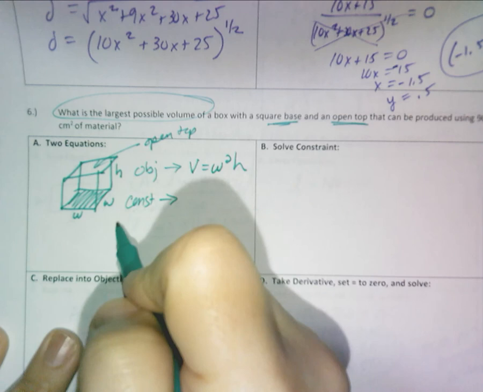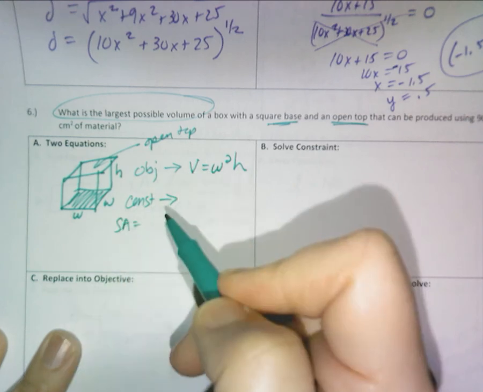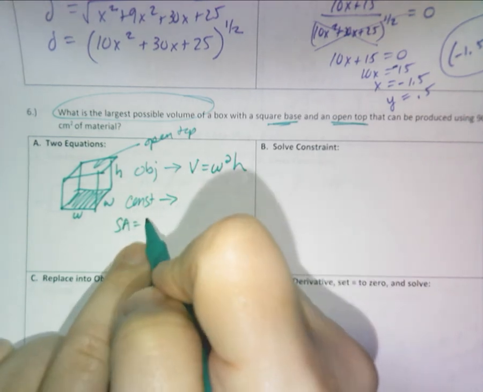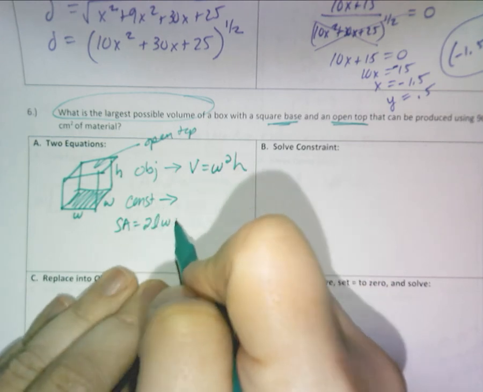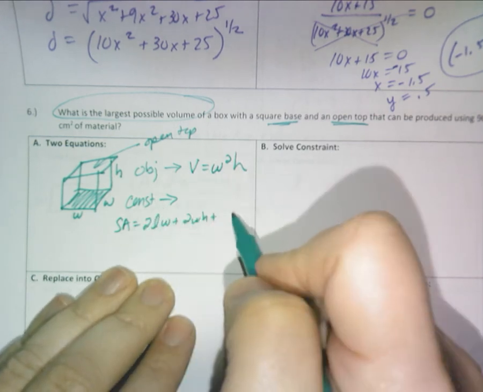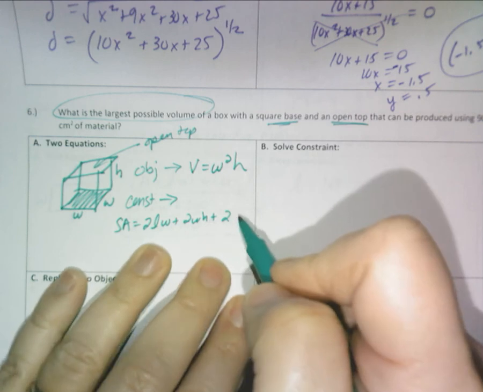The formula for surface area is, and you can write this down if you want to, but I'm going to explain it in a minute. It's 2 LW plus 2 WH plus 2, what am I missing? LH. Thank you.